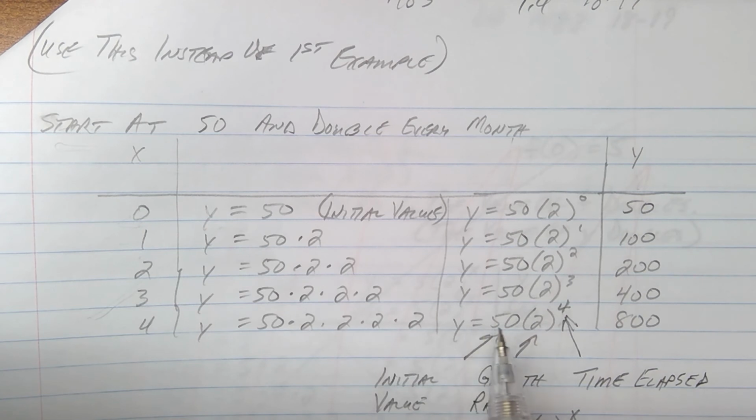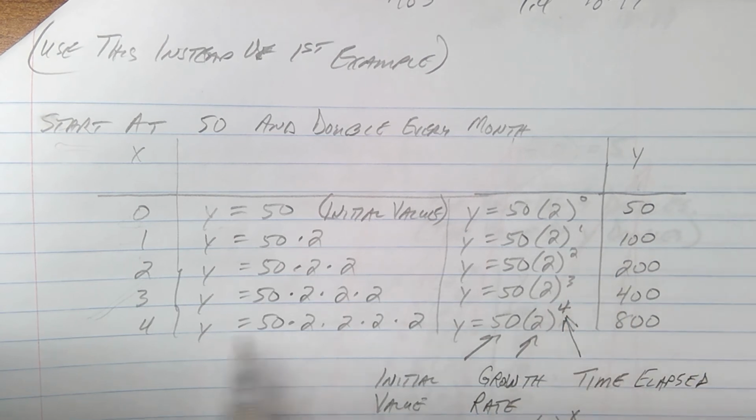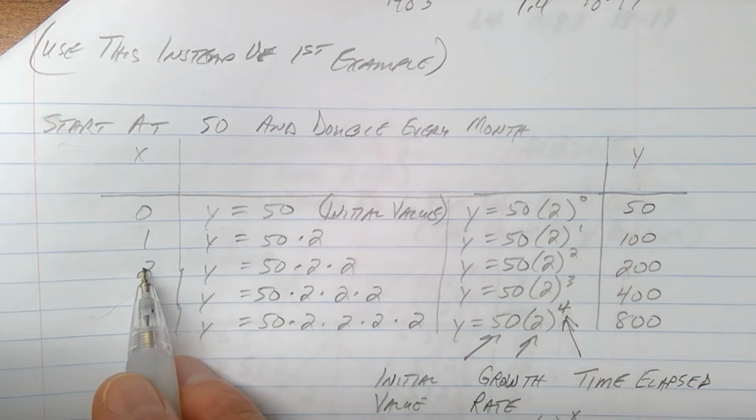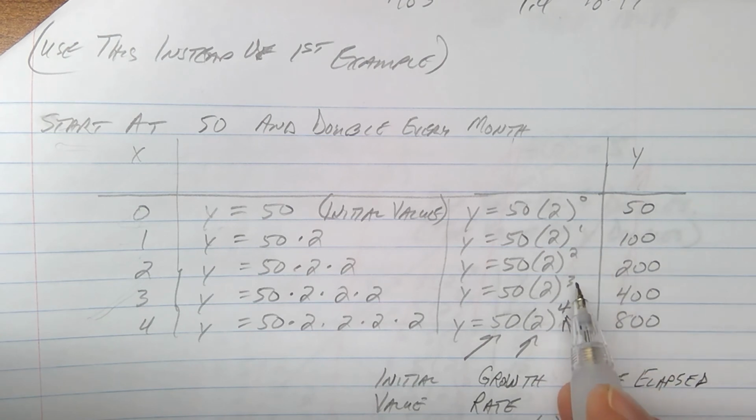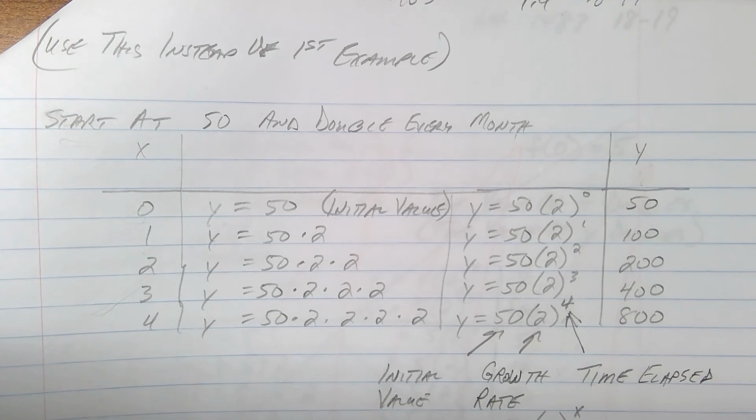So it's going to be y equals 50 times 2. That all stays the same. This is going to be your 2 raised to the x. See how it matches your x's? 1, 2, 3, 4. 1, 2, 3, 4. That's going to be your x. The number that's changing, that's your variable, that's your x.